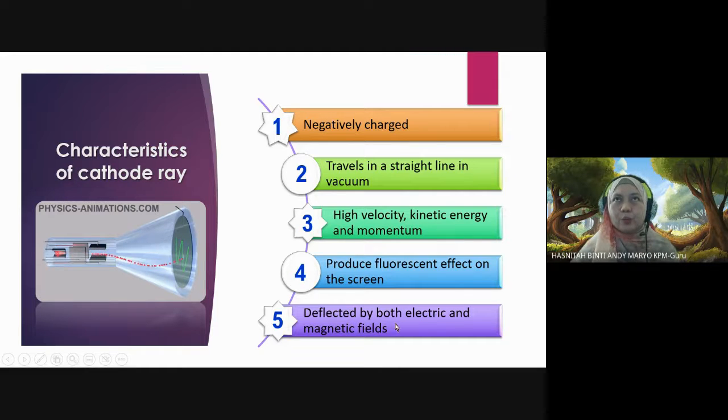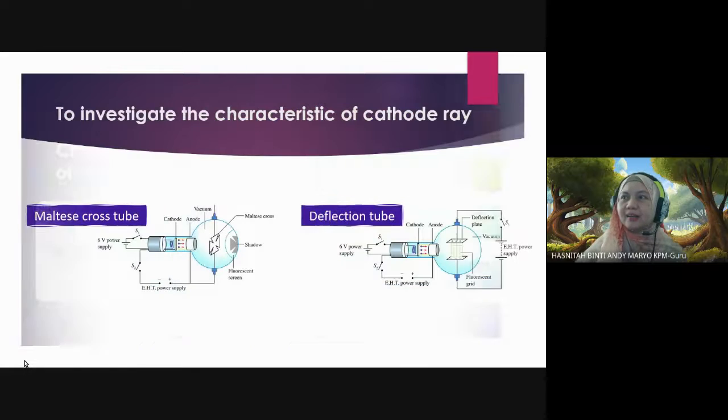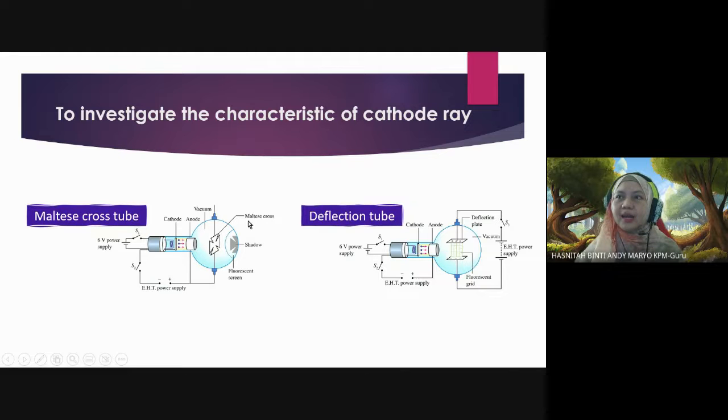So where they are going to deflect to, this is what we are going to discuss in this second learning standard. To investigate the characteristics, these are the two apparatus we can use to study the deflection of cathode ray in electric field and in magnetic field. The first one is called a Maltese cross tube. If you look at the vacuum inside, we have a cross there. This is what we call a Maltese cross.